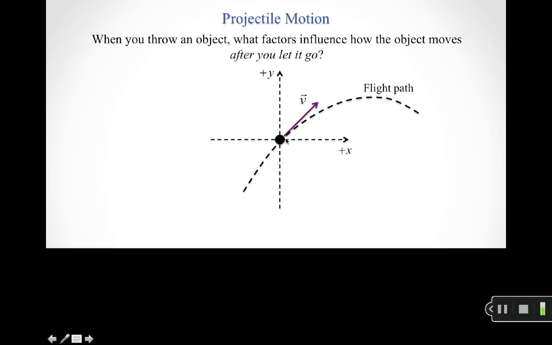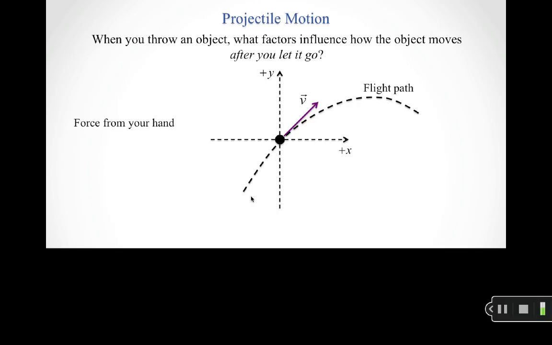At some particular instant, I happen to have captured the image of it here. And at this particular instant, it has a velocity that points up in this direction. So I know the direction, I know the magnitude of the velocity, so I know the speed at which the ball is traveling at that instant. And so the question that I want to ask is, when I throw that object, what factors influence how the object moves after I let it go? So why does it follow this particular flight path is basically the question we're asking.